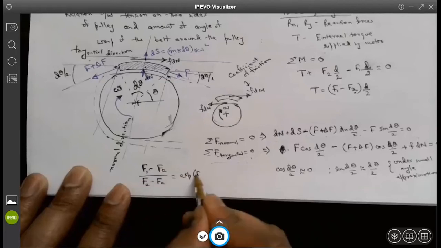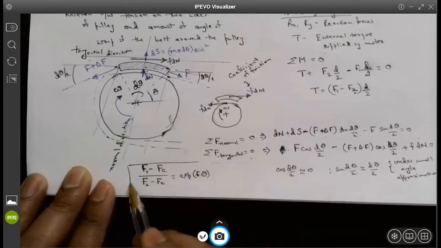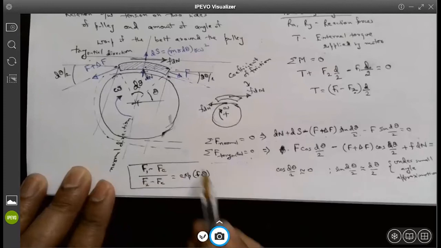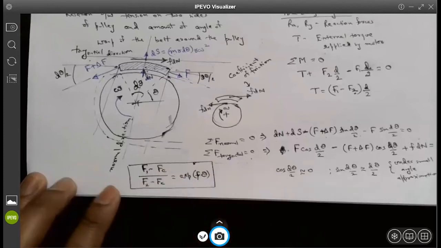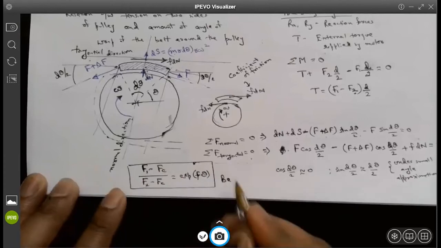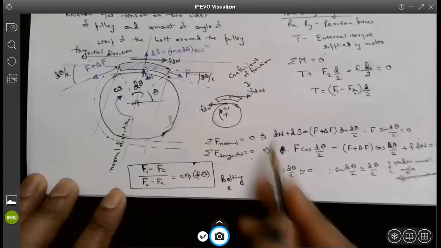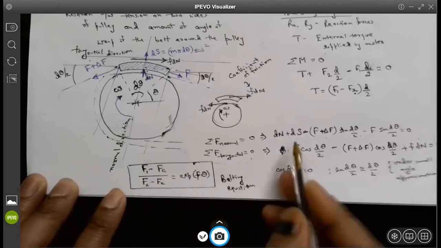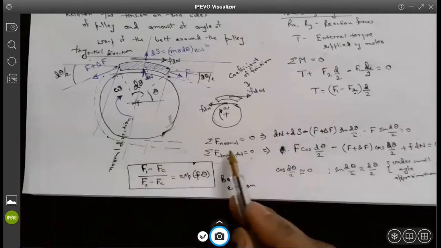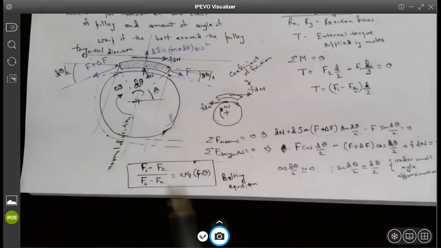This is the expression you will end up with after you solve these two equations. When you solve these two equations, you will end up with a differential equation, and with the necessary boundary conditions, you will end up with this. This is the final outcome of working through these two expressions of normal forces: summation of normal force equals 0 and summation of tangential force equals 0. So this is the belting equation you will get.